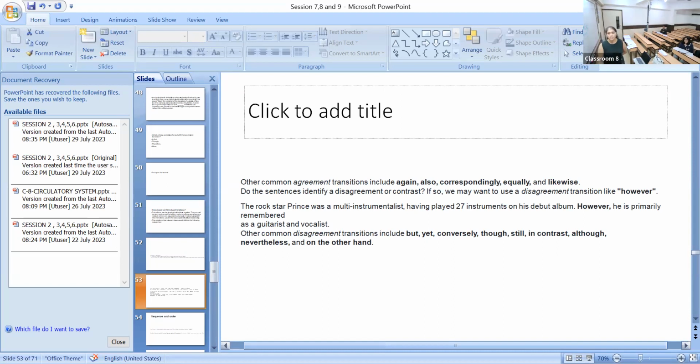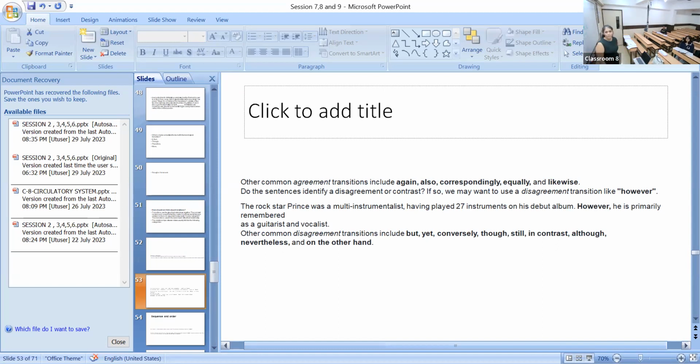You can see over here, Rockstar, playing 27 instruments. However, he's being remembered as this, even though he did all of these things. Common disagreement transitions you can see: but, yet, conversely, still, in contrast, although, nevertheless, and on the other hand.